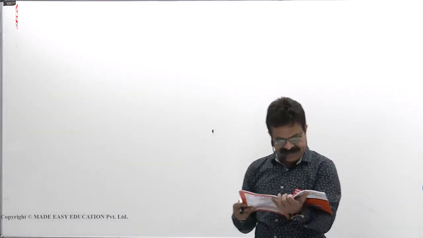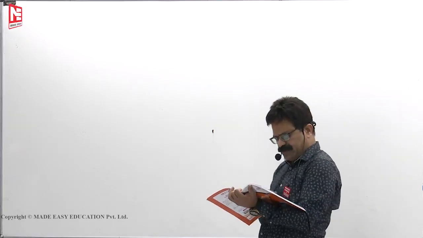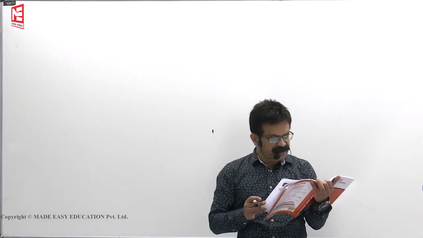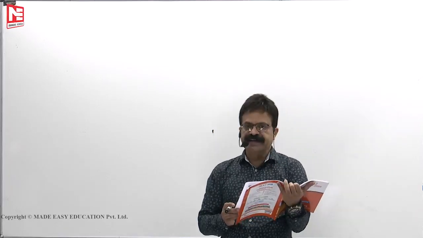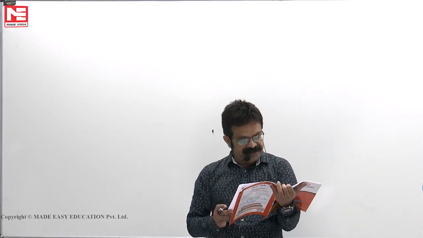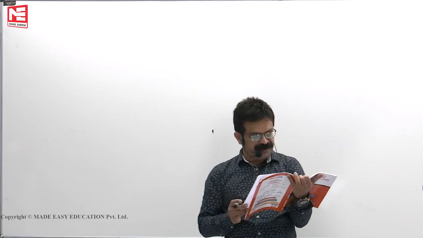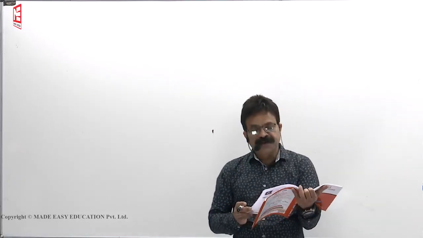Now, 33rd question, assertion and reasoning type 1. In the analysis of statically determinate planar trusses by the method of joints, not more than two unknown bar forces can be determined. Correct? What is the reason? There are only two equations of equilibrium available for a coplanar concurrent forces system. Assertion is correct, reason is correct, and reason is the correct explanation.